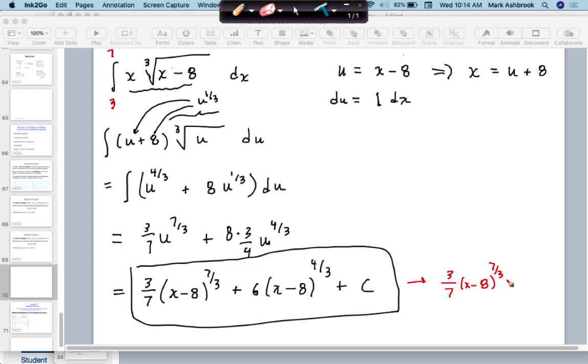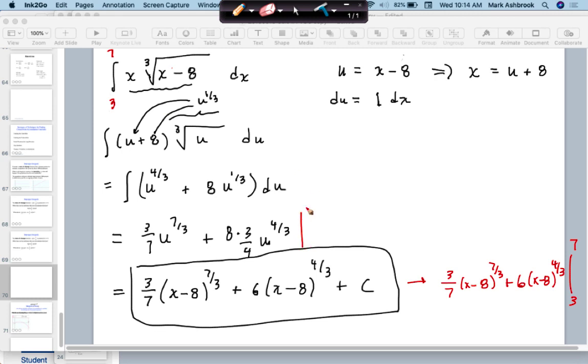and what would I do with this? What would I do to evaluate from 3 to 7? Right, so we're going to put in 7 and 3 and subtract, right? So it's final minus initial. The final value of the net accumulation minus the initial. Put in 7, put in 3, and subtract. But there's something else we could have done. I could have done that here, too.